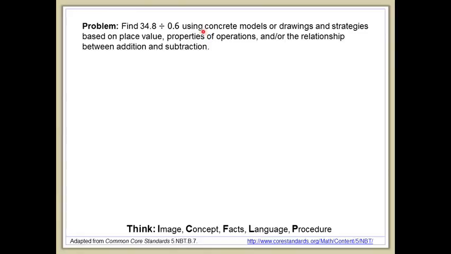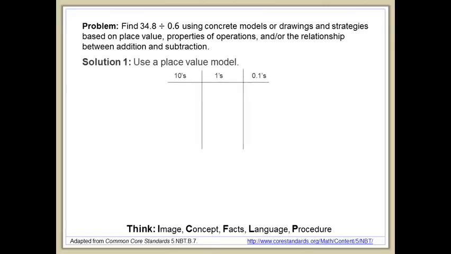You'll notice also that the student at this point is expected to be looking at this from several different points of view. Concrete models or drawing, strategies based on place value, properties of operations, and relationships between addition and subtraction. By the 5th grade, the student is expected to know the procedures well, but be able to explain them and really deeply understand them from a variety of perspectives. So we'll start with one, which is to use a place value model.